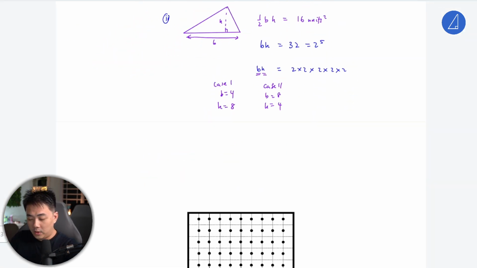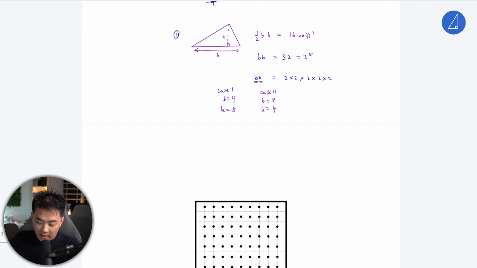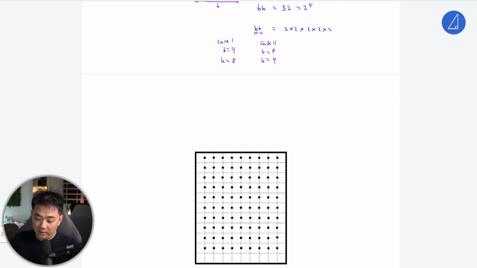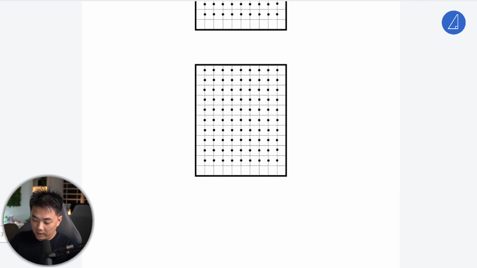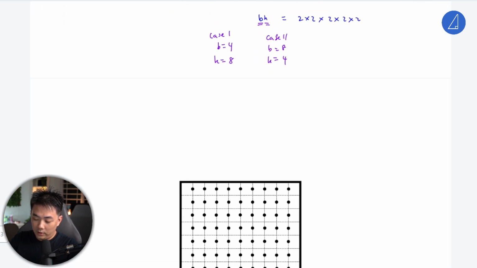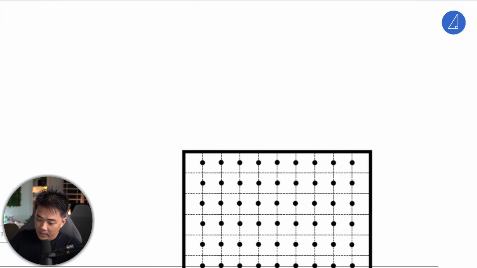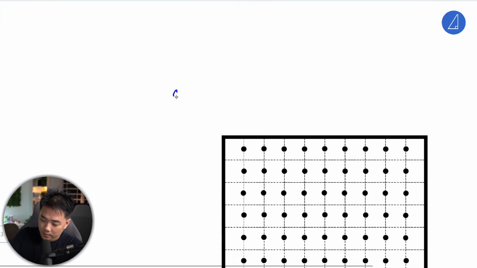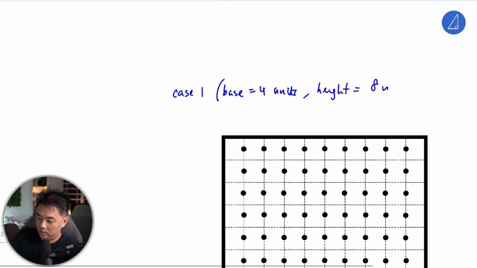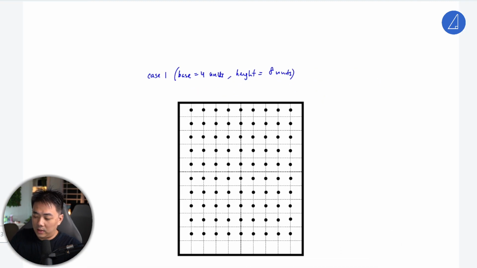Okay, so because of this case here, we will just look at how we're gonna define it. I actually just duplicated the board here for all the cases. So let's look at case 1. So case 1, base is 4 units. Height is 8 units. Okay, you realize that there are 2 types of orientation.